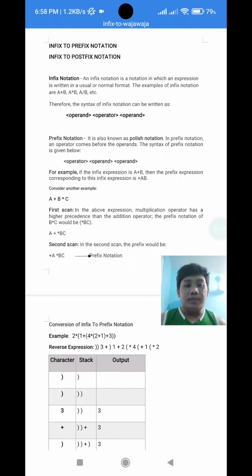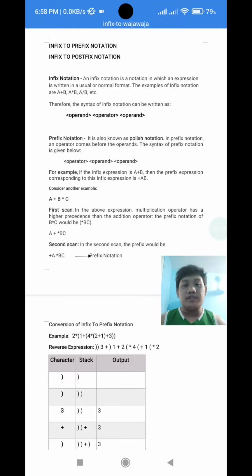So an operand, for example, is a, b, c, or any letter of the alphabet, or numbers like 1, 2, 3, and so on. And an operator is the plus symbol, minus, times or the asterisk, the division or the slash symbol, exponent, and the parenthesis.